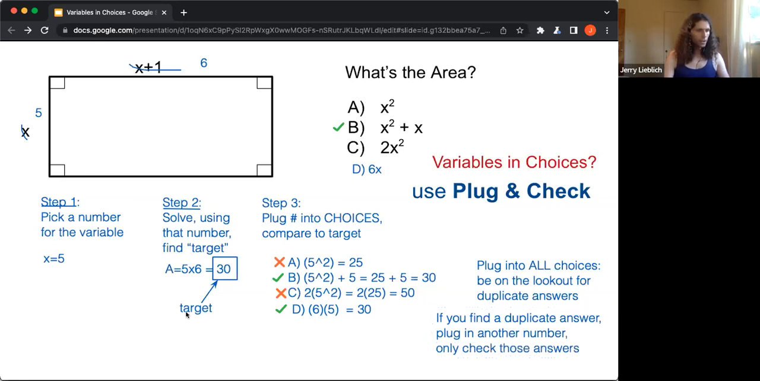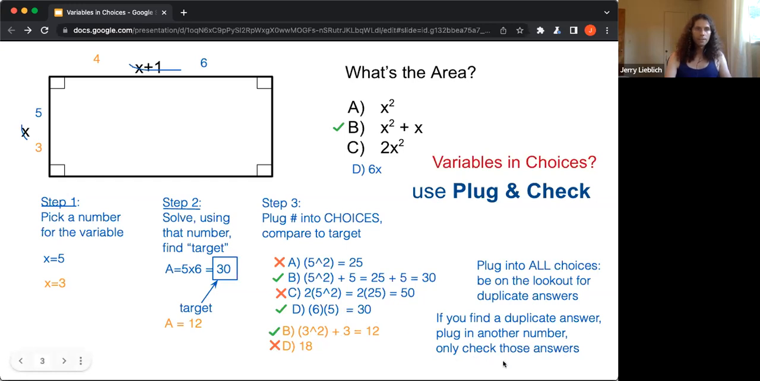So we can check another number here. Let's try now x equals 3. To make these sides 3 and 4, my area would be 12. And then let's check B and we'll check D. So B is going to give me 3 squared plus 3, which is 12. D is going to give me 18. Great. That eliminates that duplicate answer, and I see that my answer has to be B.